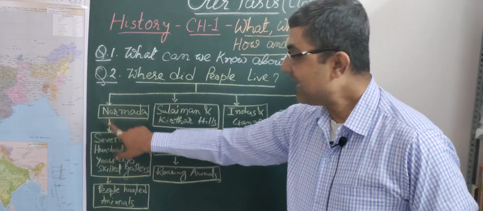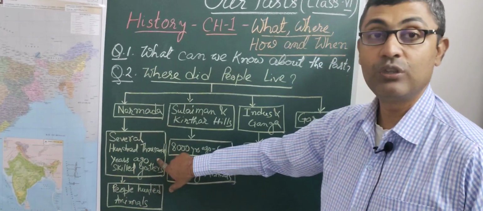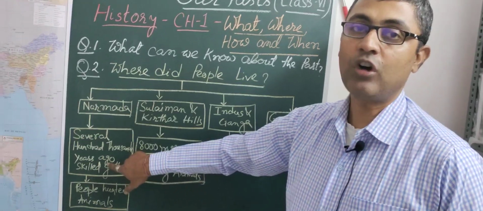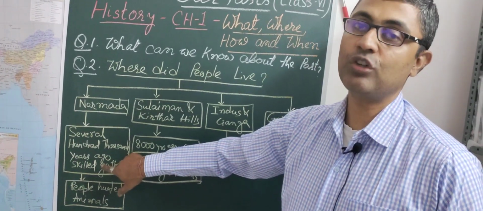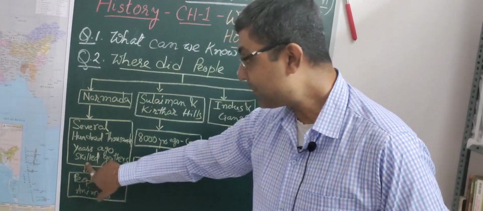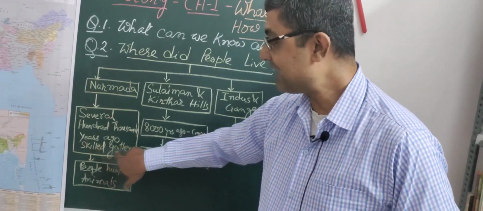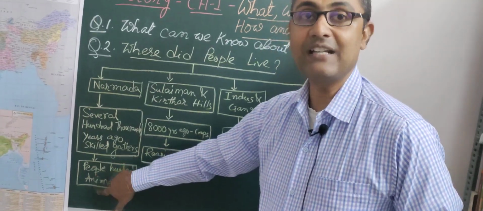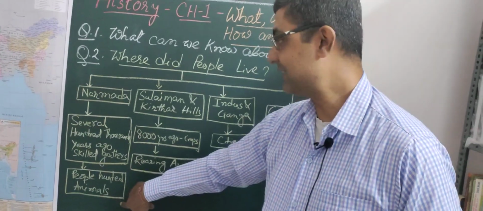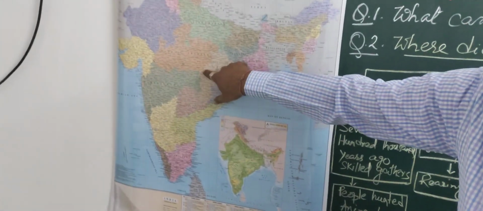In the area of the Narmada banks we find people several 100,000 years ago. They were skilled gatherers, meaning they lived only on the gathering of food. They did not know about hunting. After a few years, these gatherers became hunter-gatherers, meaning they often did hunting and often did gathering. So this is the Narmada area.